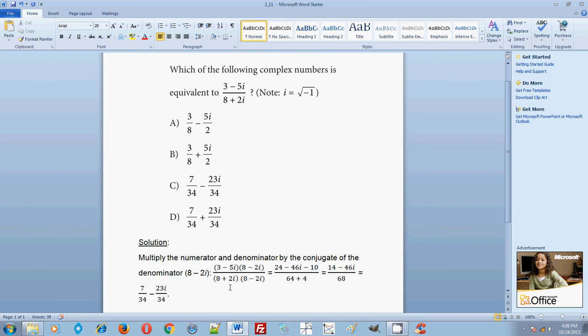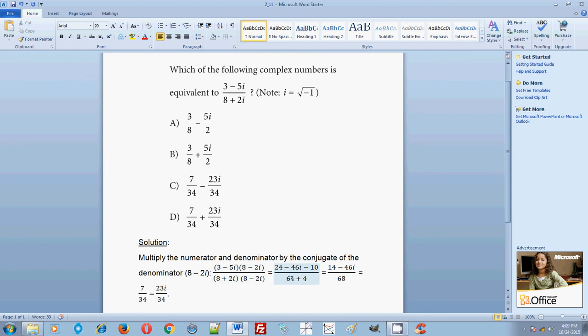Now the denominator is going to be 8 times 8, which is 64. And remember, minus 2i times 8 plus 2i times 8 gives you a net value of 0, because they just cancel out. Then we're left with minus 2i times 2i. And remember, we're dealing with two negatives and not just one, because i squared gives you a negative value. So two negatives gives you a positive net value. So that's going to be plus 4.